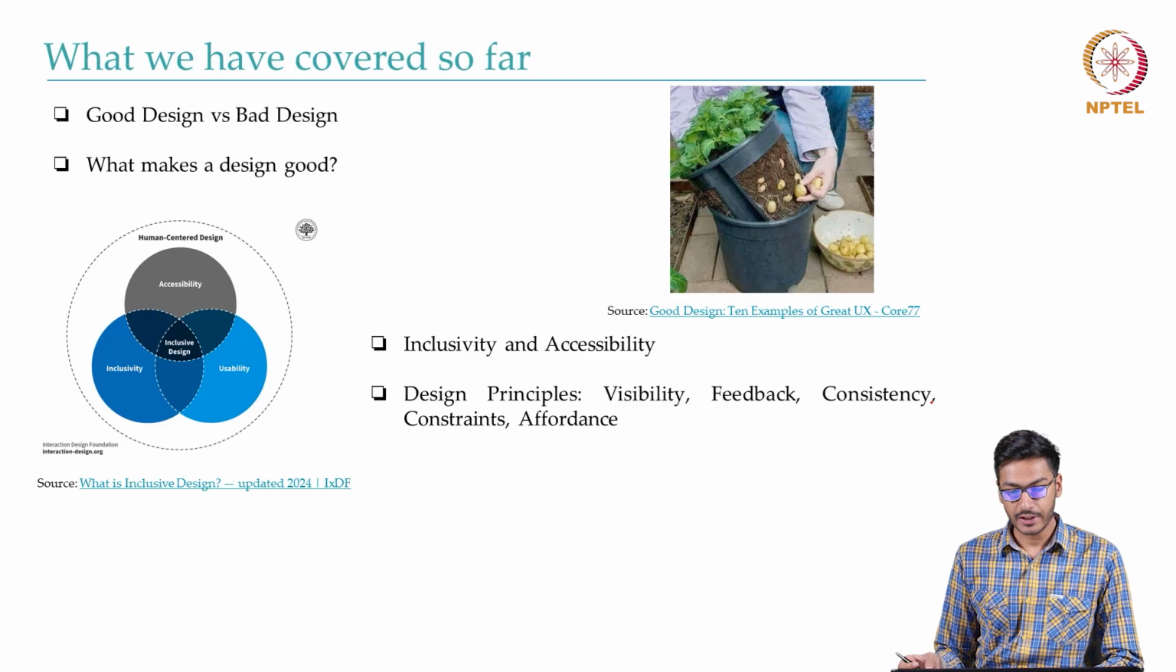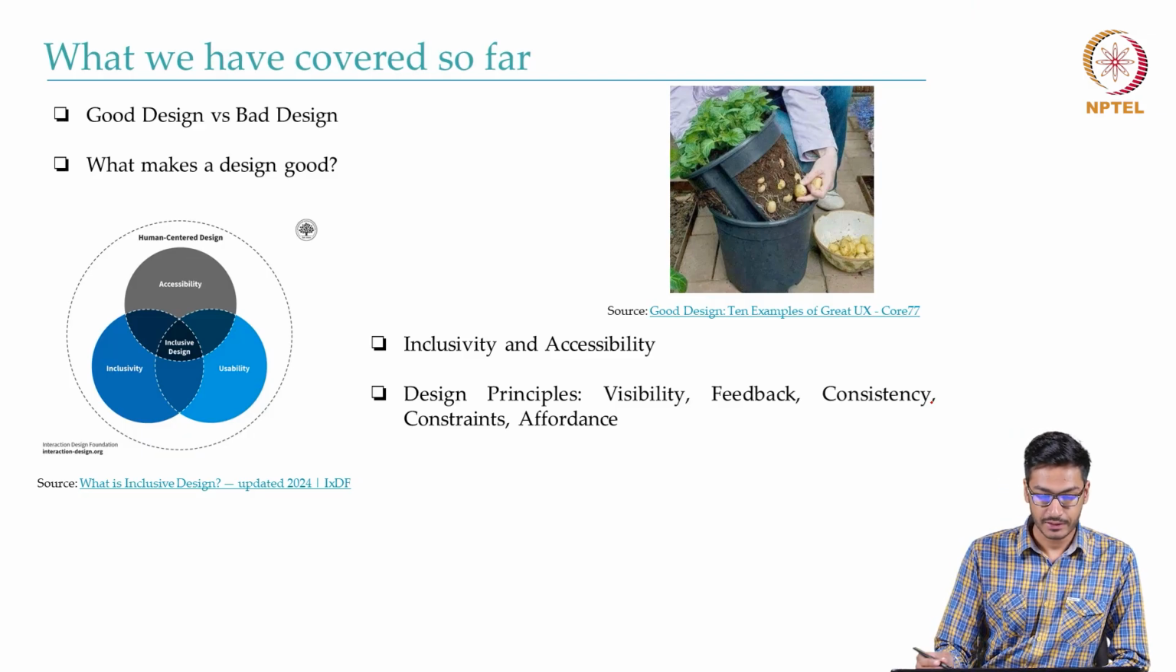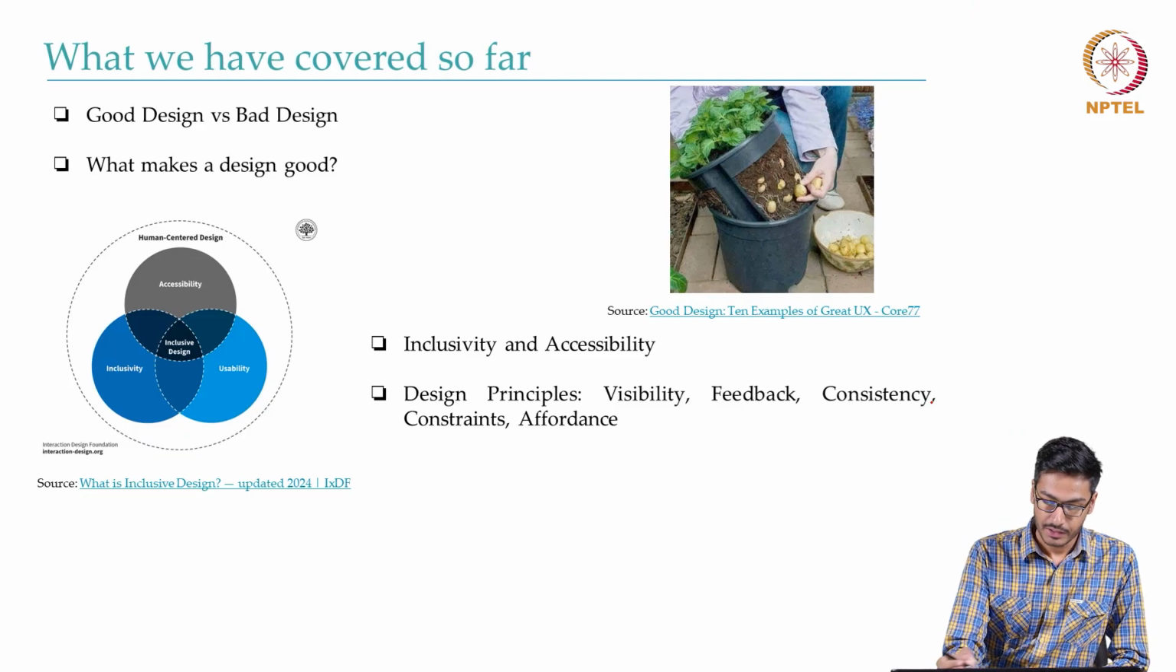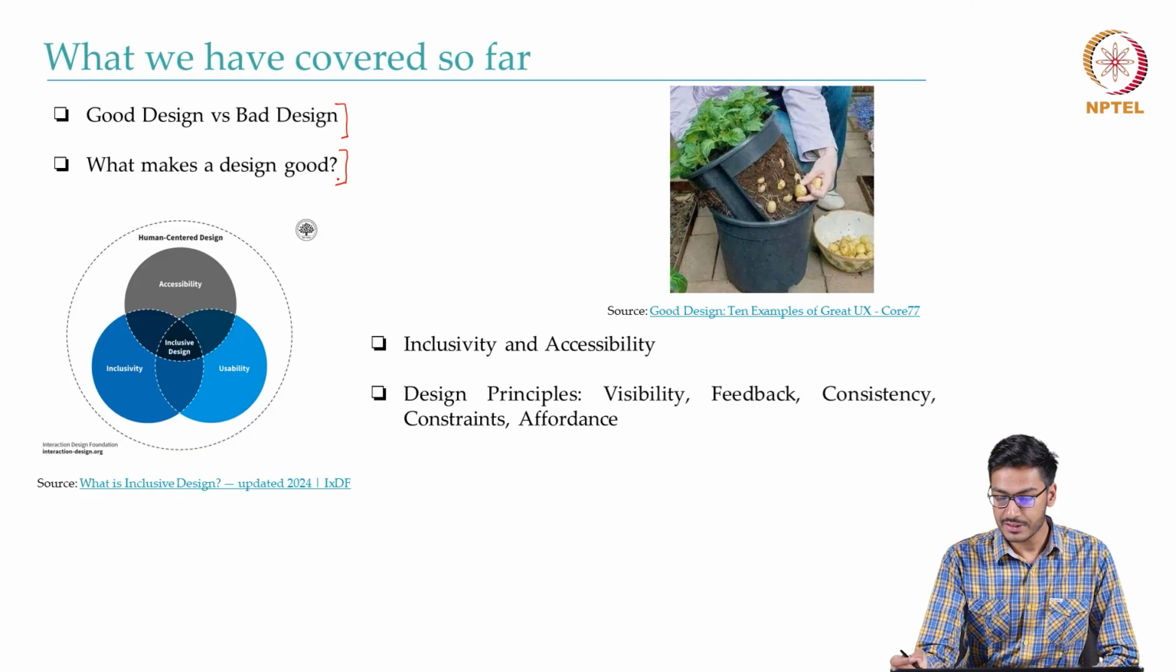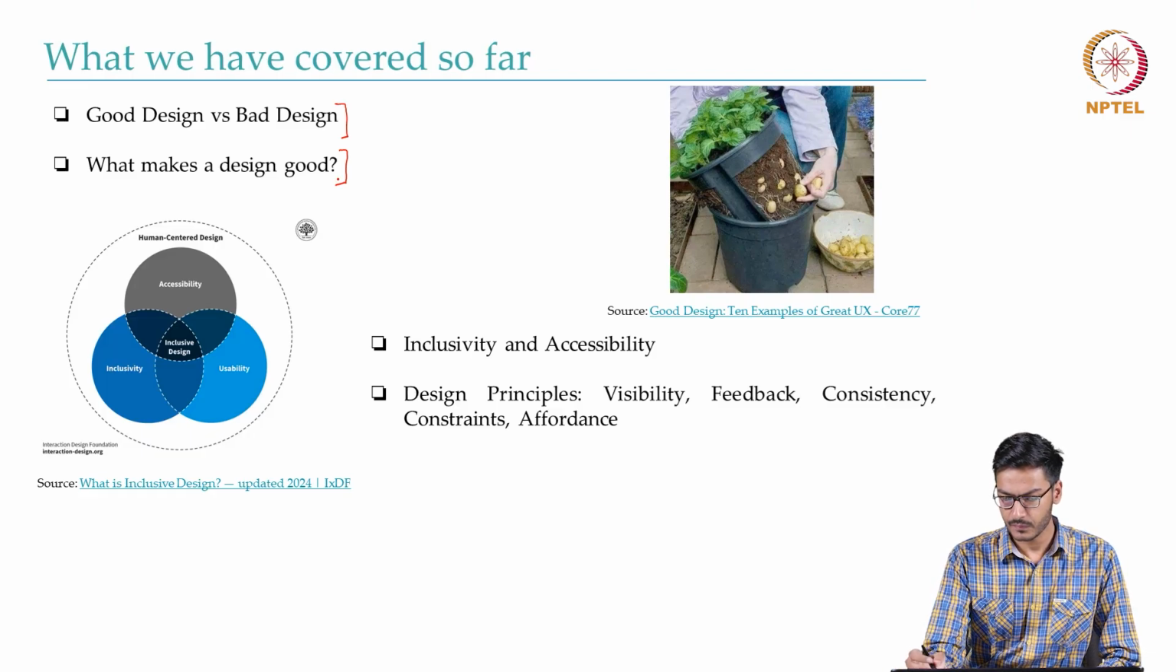First, we are going to be looking at what we have studied previously in the past tutorials. The first thing that we covered was good design versus bad design, which was followed by what makes a design good. Here, as you can see in this picture, this is a plant holder that actually helps you get out the potatoes without actually taking the whole plant out of the soil.